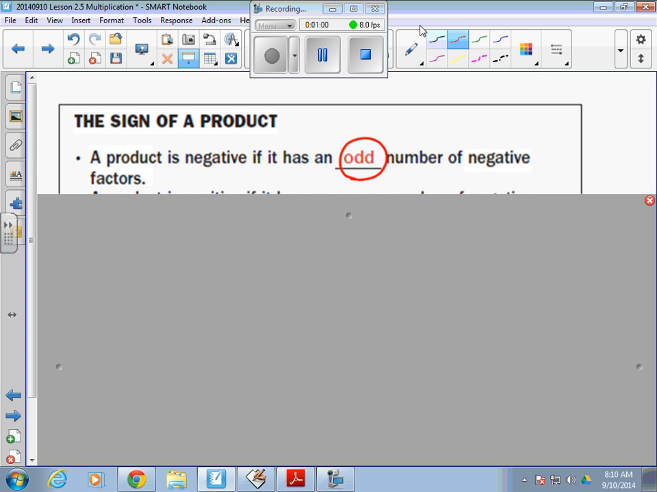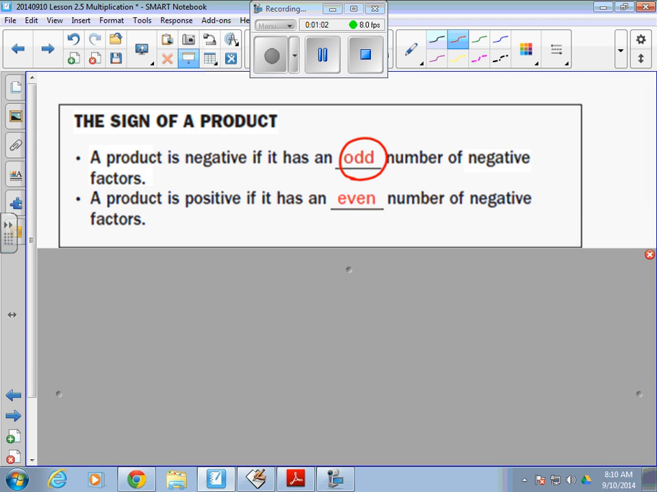If you have an even amount, it's going to be positive, meaning that there are two negatives most of the time. Like I said, when you multiply a negative times a negative, that's two of them, and that's going to be a positive value. So again, this is just a way to group everything together: when there's an odd number of negatives, it's going to be negative, and when there's an even number of negatives, it's going to be positive.